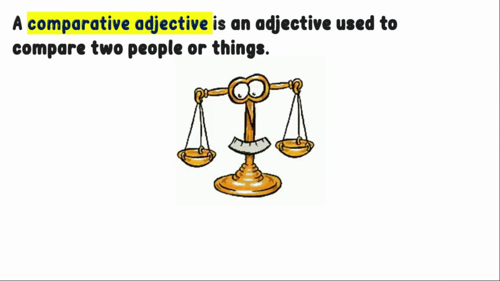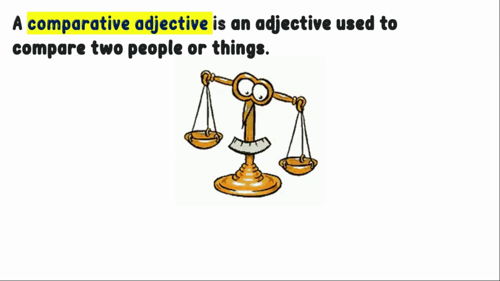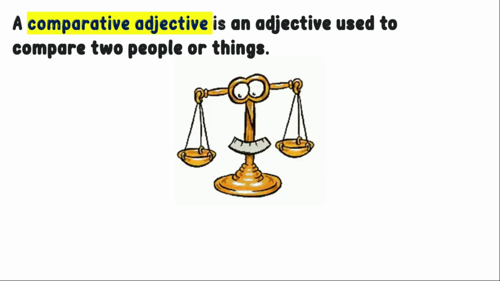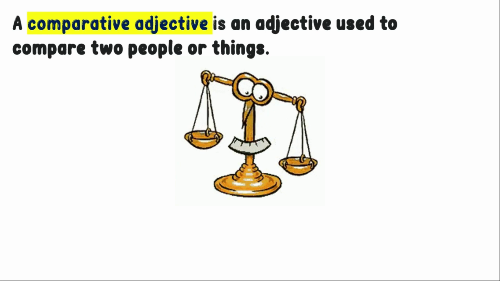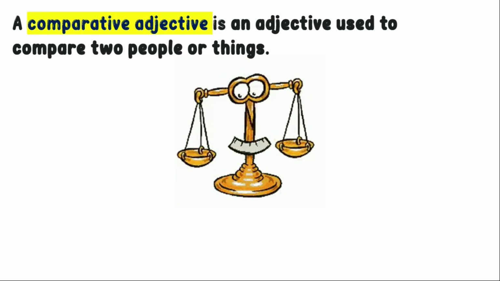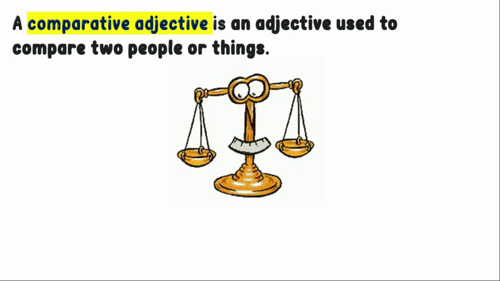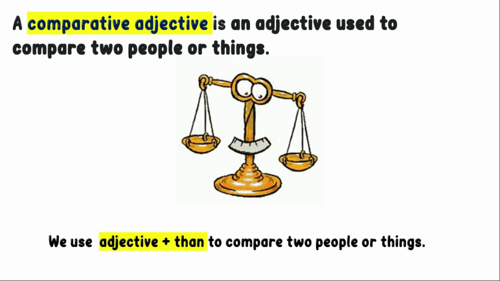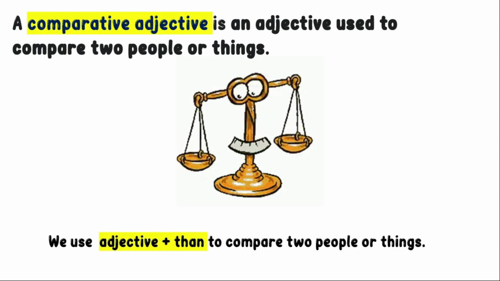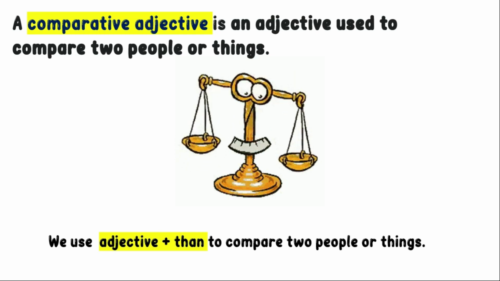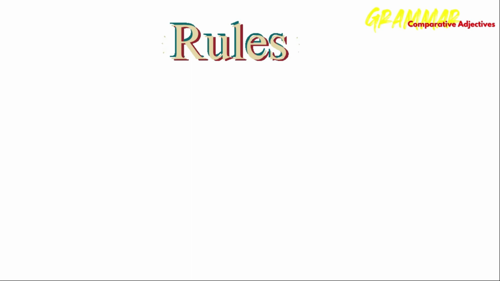So a comparative adjective is an adjective used to compare two people or things. And this is what we have done in the previous examples. We're comparing two things, two nouns. We use the adjective plus than to compare two people or things. Now let's look at some rules in comparative adjectives. There are a few rules that we're going to study. There are many rules, but we are going to look at some of them.